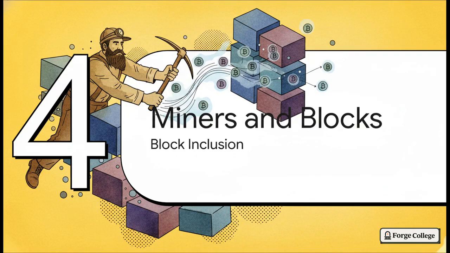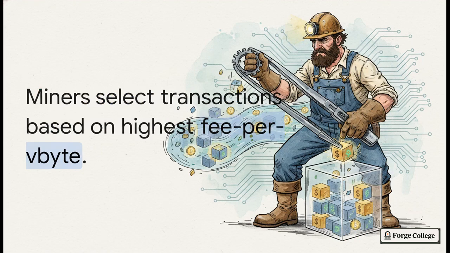Moving on to part 4, miners and block inclusion. Now this is where transactions finally transition from just floating around in those local waiting rooms to being permanently cemented in history. Miners are the specialized nodes that make this happen. And we have to remember, miners are completely economically driven. When they're assembling a new candidate block, they look at their local mempool and cherry-pick transactions based on the highest fee per vbyte. They want to squeeze the most lucrative, highest-paying transactions into the limited physical space of the next block to maximize their own revenue. It is pure free market dynamics at work.